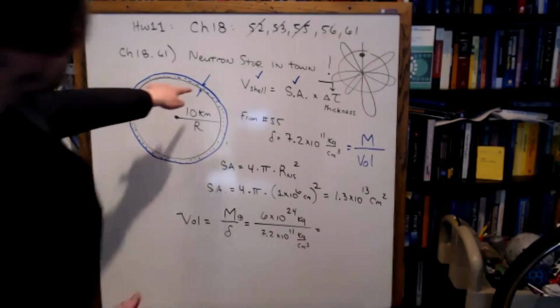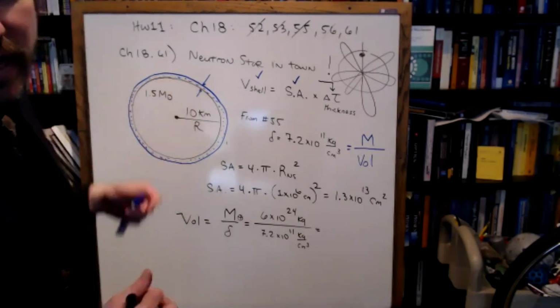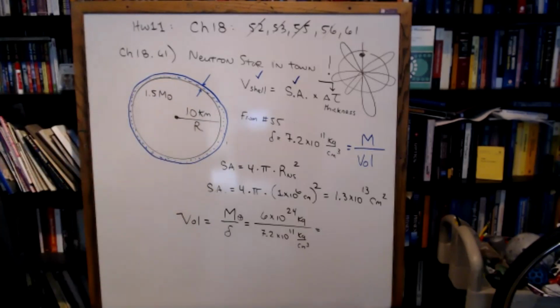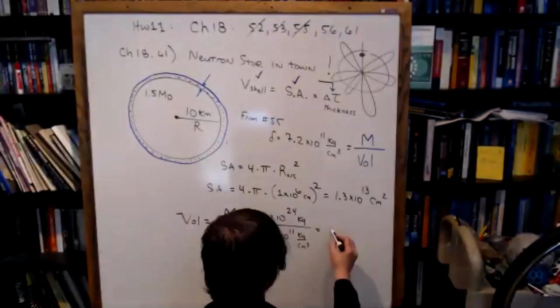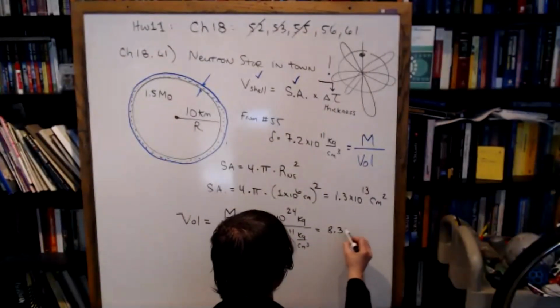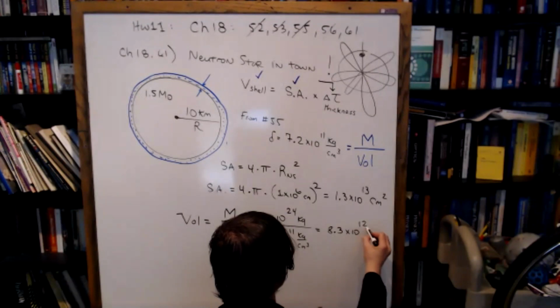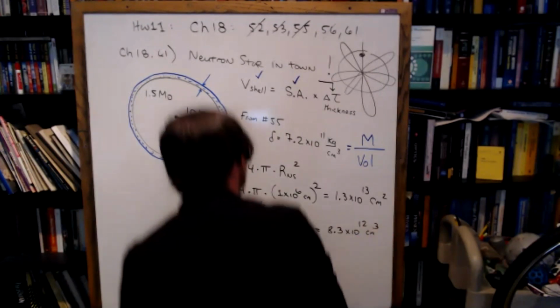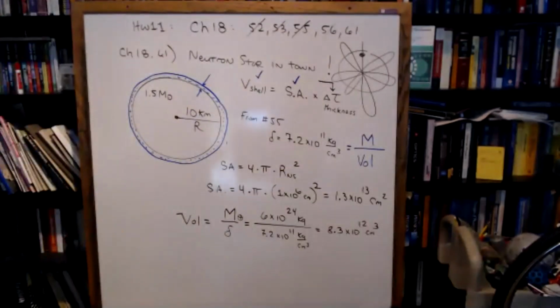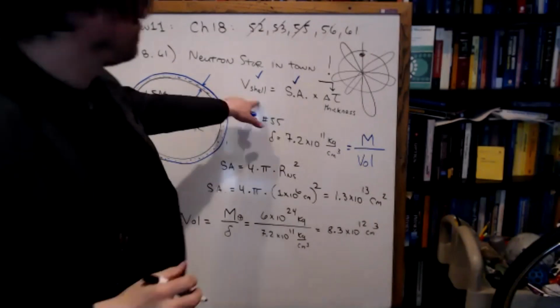Because here we're just talking about the volume of the shell, right? And that's only due to the mass of Earth. 8.3 times 10 to the 12 centimeters cubed. Okay, I'm almost done. What should I do now? Put it into the formula. Which formula, Morgan? The V shell formula.